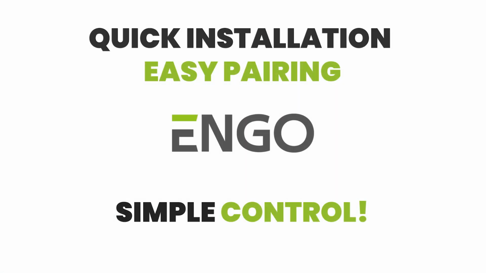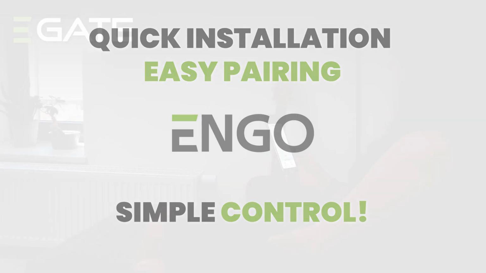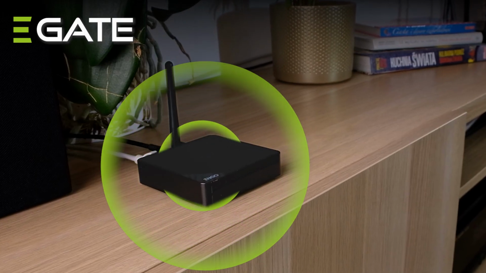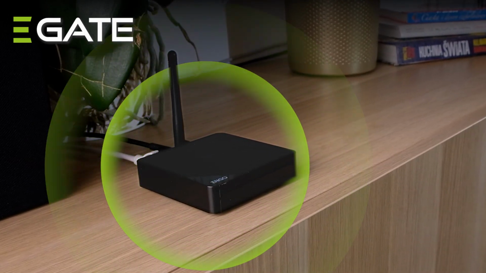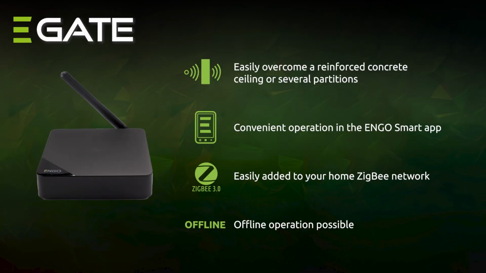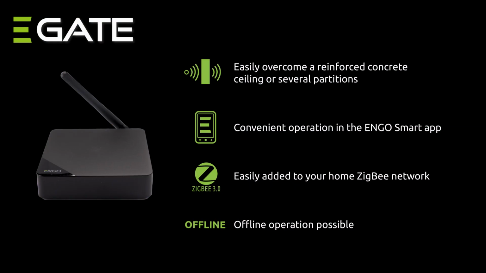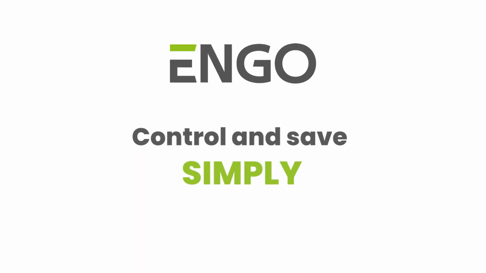Quick installation, easy pairing, simple control. Easily overcome a reinforced concrete ceiling or several partitions. Convenient operation in the ENGO Smart App. Easily added to your home ZigBee network. Offline operation possible. ENGO, control and save simply.